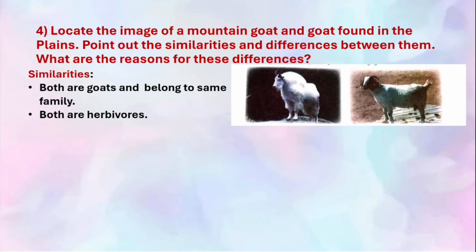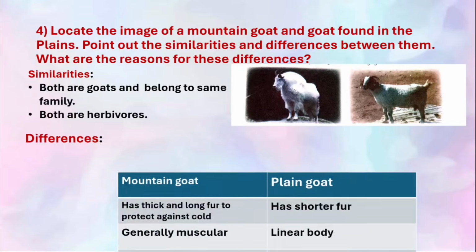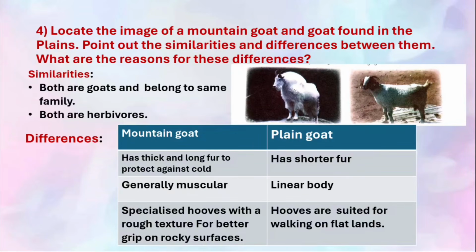Both are herbivores. Differences: the mountain goat has thick and long fur to protect against cold, whereas the plains goat has shorter fur. The mountain goat is generally muscular, while the plains goat usually has a lean body. The mountain goat has specialized hooves with a rough texture for better grip on rocky surfaces. The plains goat's hooves are suited for walking on flat lands.